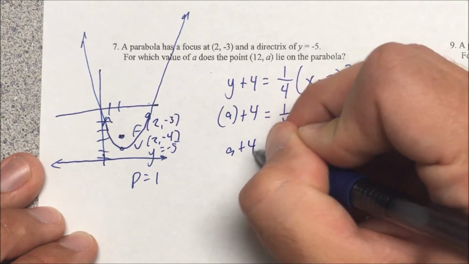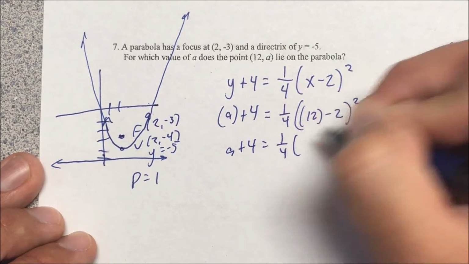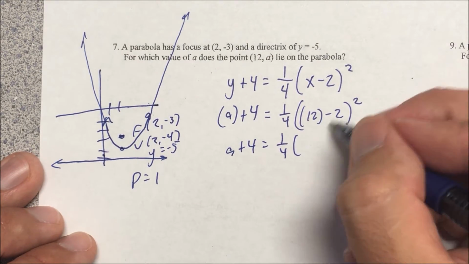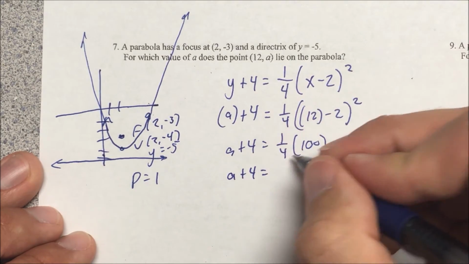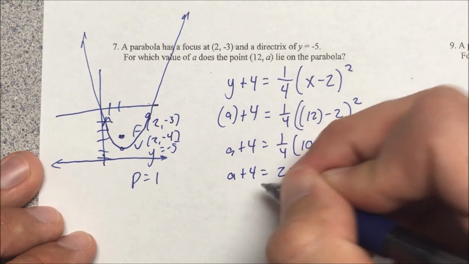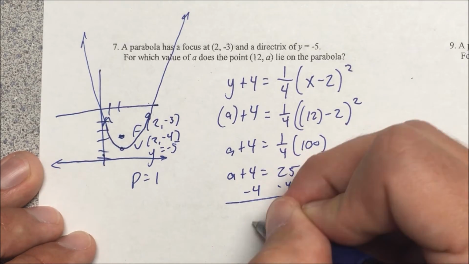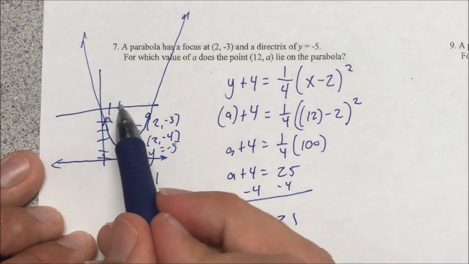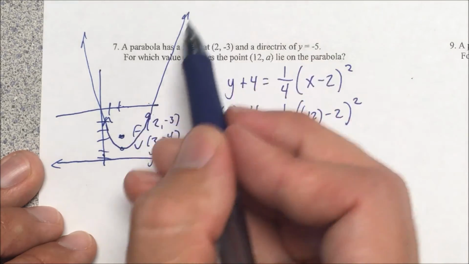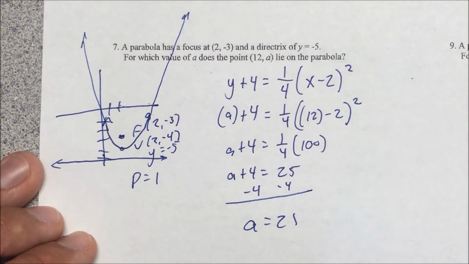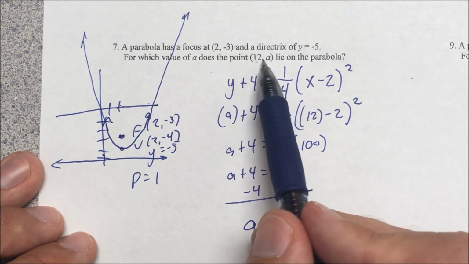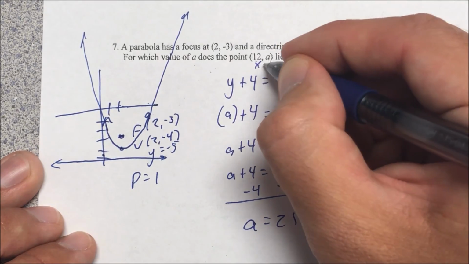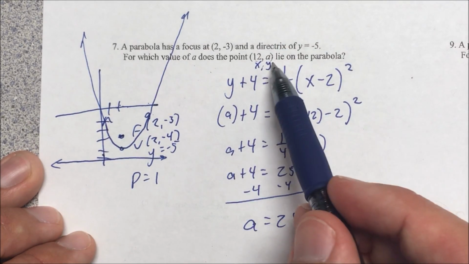So over here I have a plus 4 equals 1/4. That's going to be 12 minus 2 is 10. 10 squared is 100. 1/4 of 100 is 25. And then I'm going to subtract 4 over here and get a equals 21. So if we went over here on the parabola 12 to the right, we'd have to go up 21 until we got to that point. The problem on where people get mixed up on this style of problem is when this says (12, a). Just make sure you plug it in for the correct one. This is a point, x y. Make sure you're plugging it in for the correct ones.